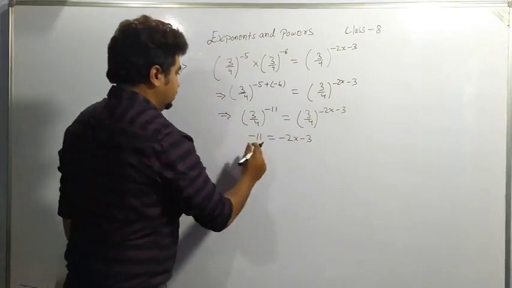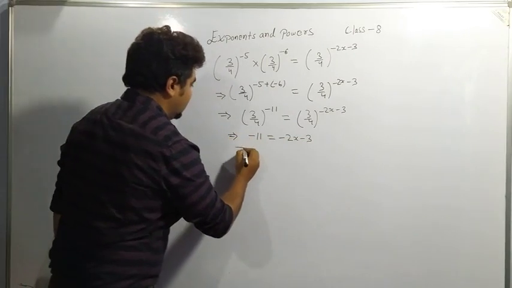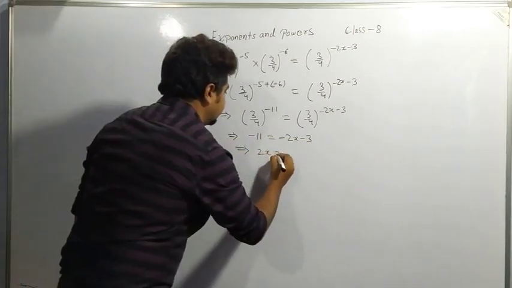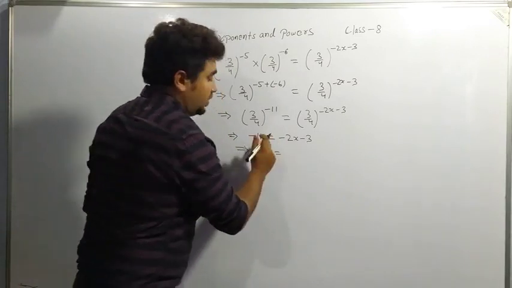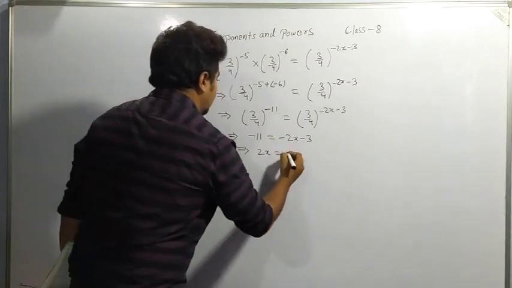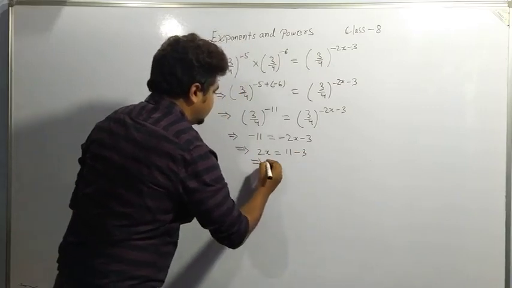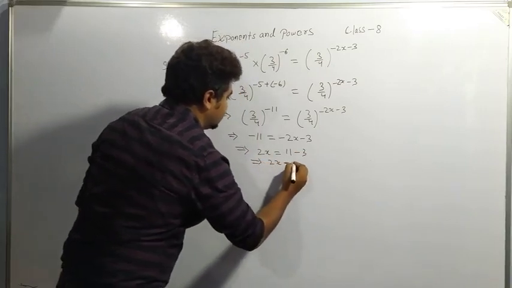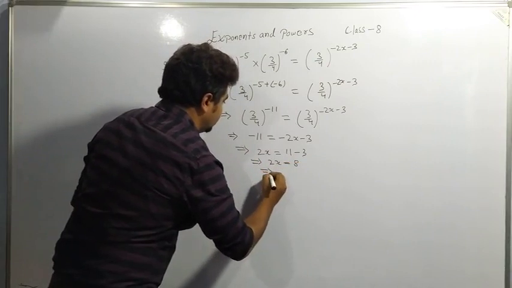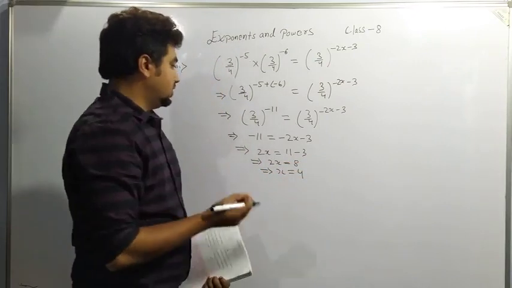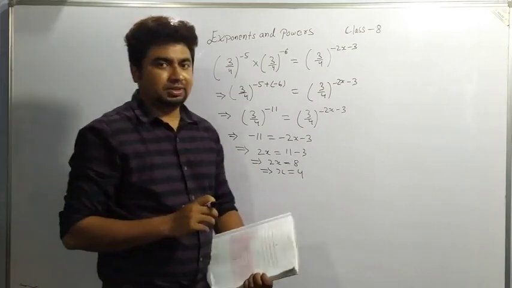We can take 2x to left side, it will become plus 2x. When we are taking to left side, it will become plus 11. When it will be going to right side, it will become plus 11 minus 3. 2x is equal to 8, x is equal to 8 by 2, which is equal to 4. So this is the answer of 9-bit 3.